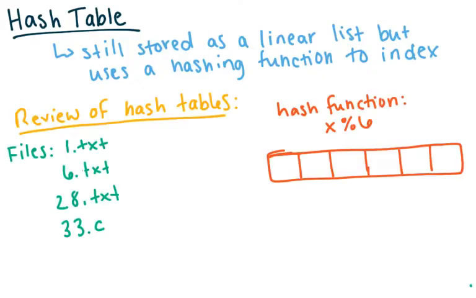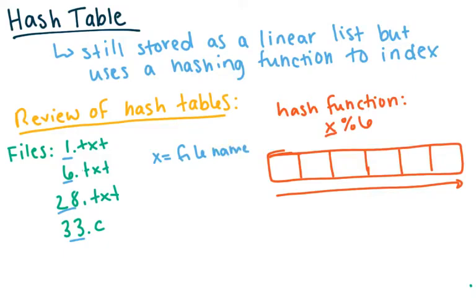Review of hash tables for those of you who haven't seen it yet. So the idea is here. You have an array or a linked list, and then you have a hash function. This hash function is going to tell you, based on some key X, where to put your entries. So here I'm going to assume that X is my file name. So this is going to be X, and I'm going to omit the extension.